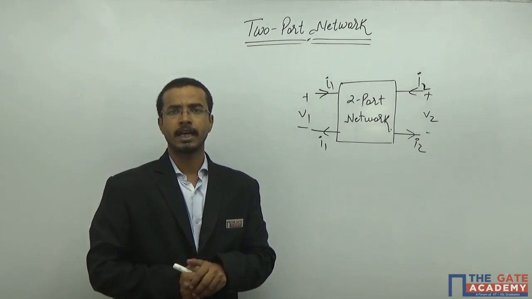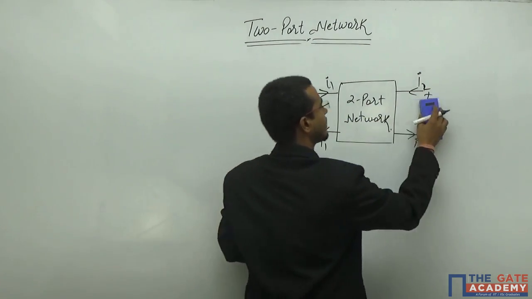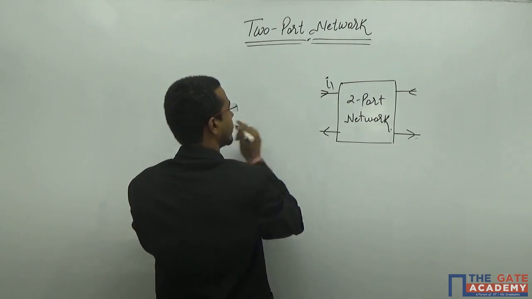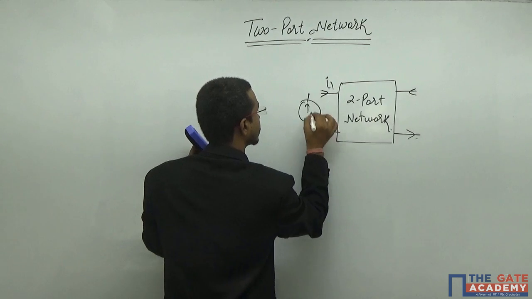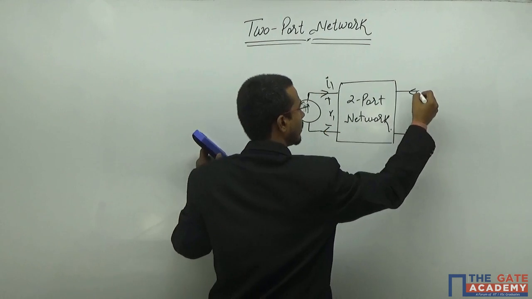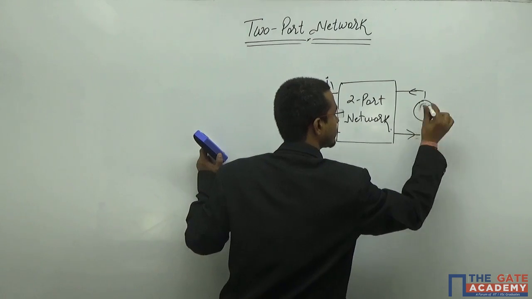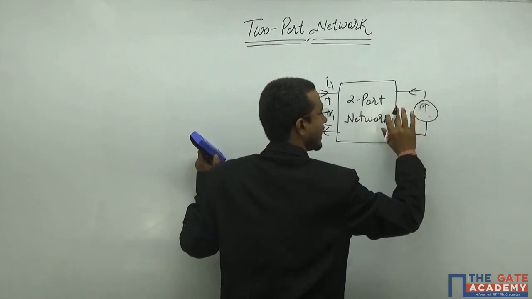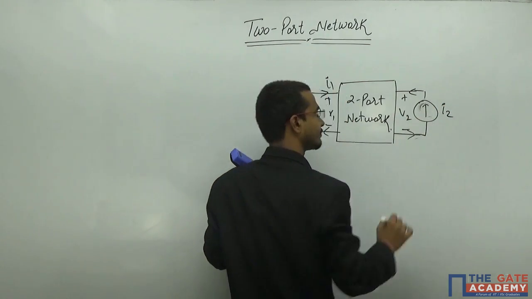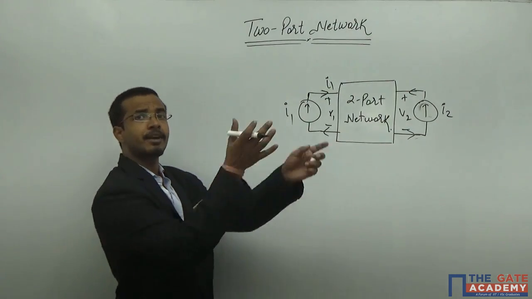Now in the first case, I will assume that I am applying current sources in both the terminals. That means I will apply I1 from here, which is developing the potential V1, and here I am applying the current source I2, which is developing the voltage V2. Okay. Now, here I will try to separate.